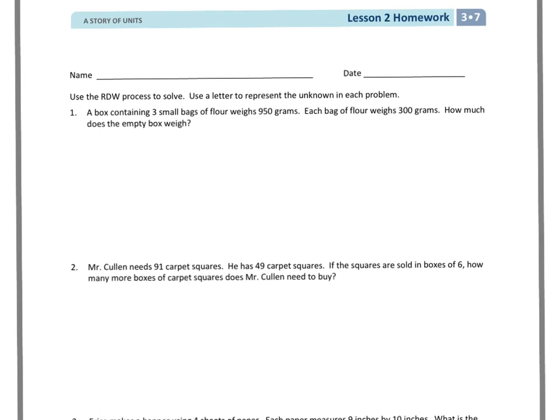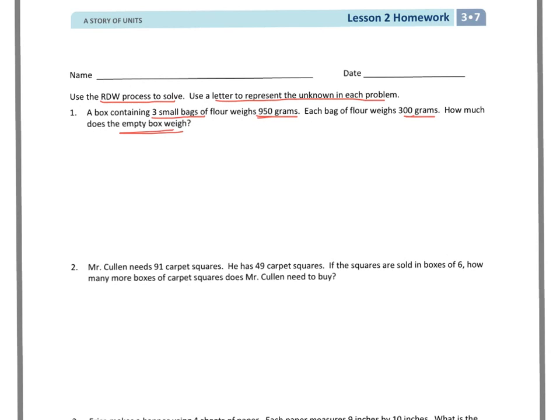The directions state, use the RDW process to solve. Use a letter to represent the unknown in each problem. And for this one I'm going to use the unknown as the actual question. So for number 1 it says, a box containing 3 small bags of flour weigh 950 grams. Each bag of flour weighs 300 grams. How much does the empty box weigh?